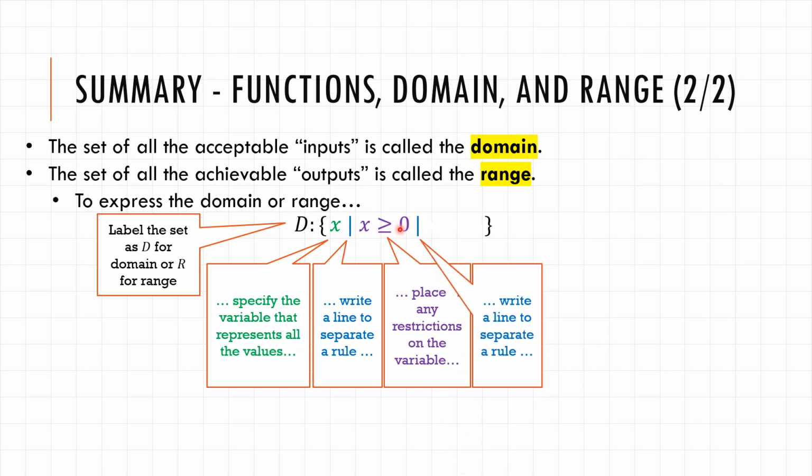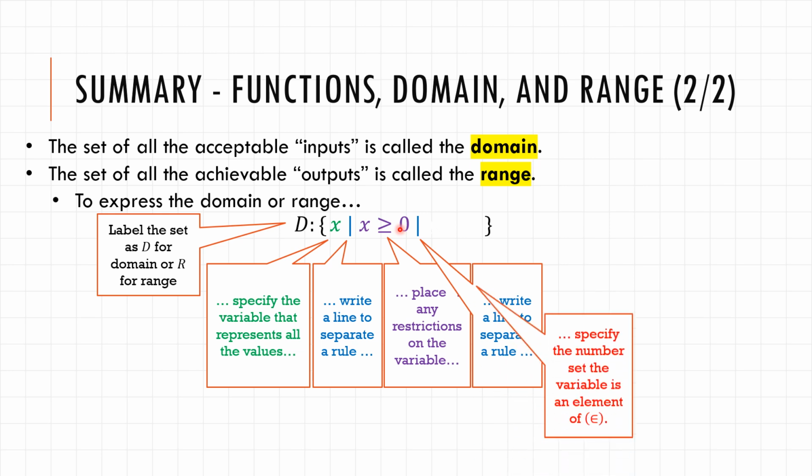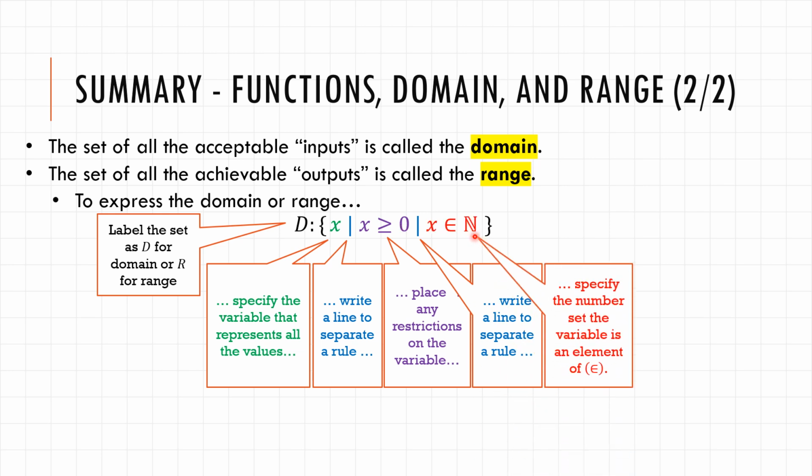And then if you want to put another line, just keep adding these vertical lines. And I wanted to add another one here that specifies the number set that the variable belongs to. So in this case, x is an element of the natural numbers.